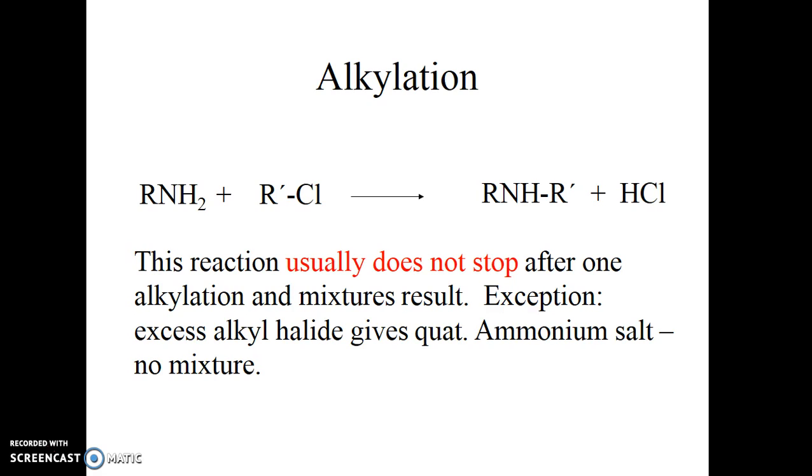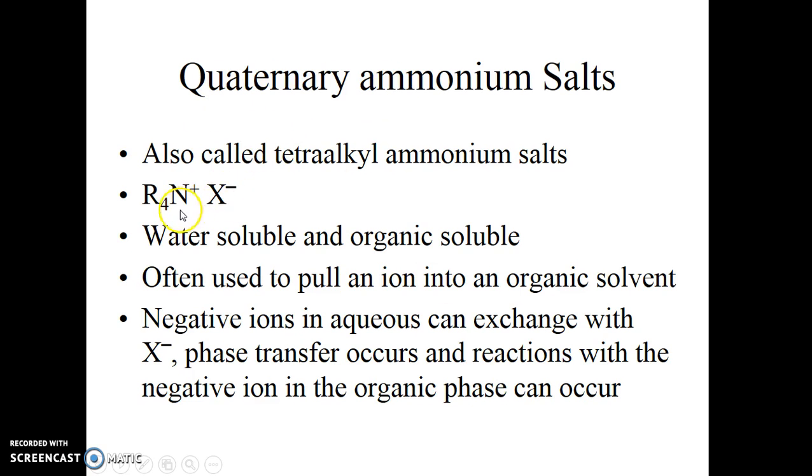But even a primary alkyl halide, we don't really use this for alkylation per se, because we get a mixture of mono, di, tri, and quaternary substituted nitrogens. And that's not a real great situation. Now, one exception is if we want to get the quaternary ammonium salt, all we have to do is use an excess, and it will take us all the way to this quaternary ammonium salt, and there'd be no mixture.